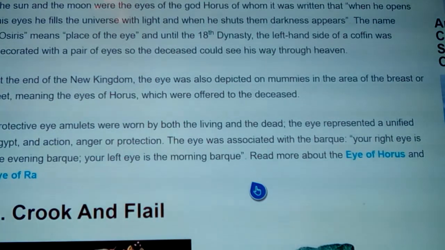God watch over you. We do something similar to this. We wear a St. Christopher's necklace. There's a lot of concepts like that. The eye was associated with the bark. Your right eye is the evening bark or boat. Your left eye is the morning bark or the morning barge that brings the sun back over. And so there's the symbology they had versus a chariot and so on.